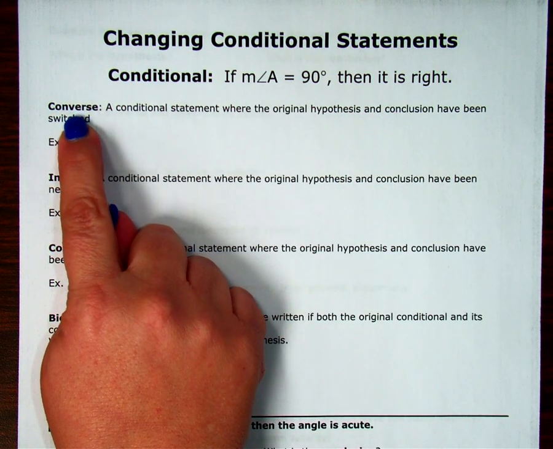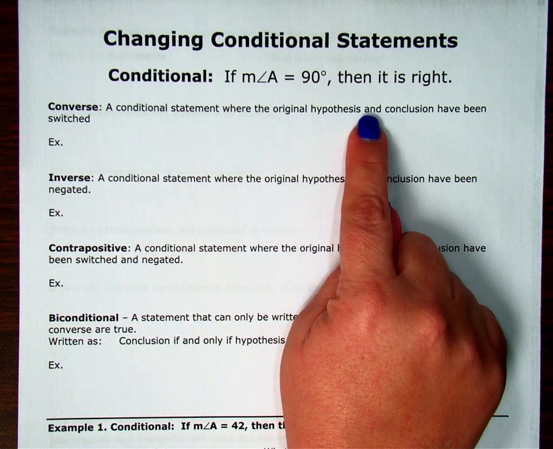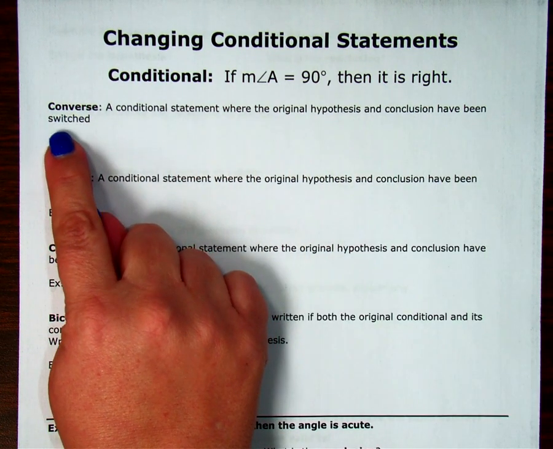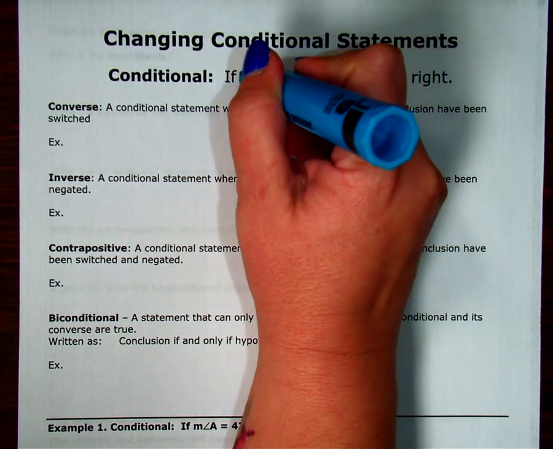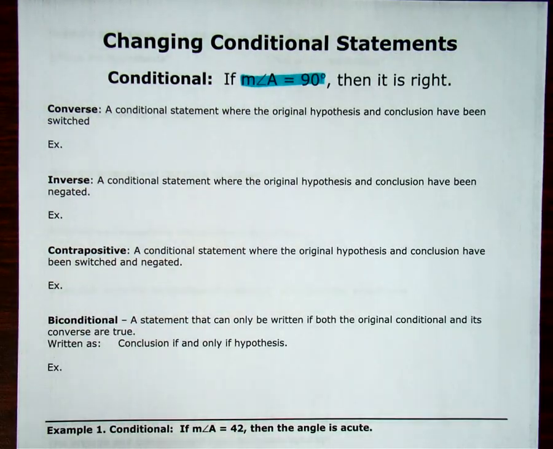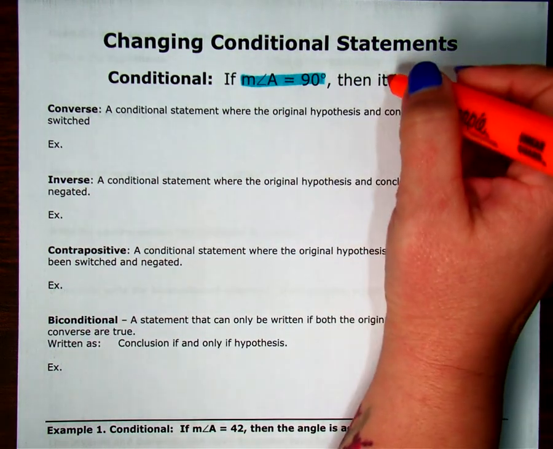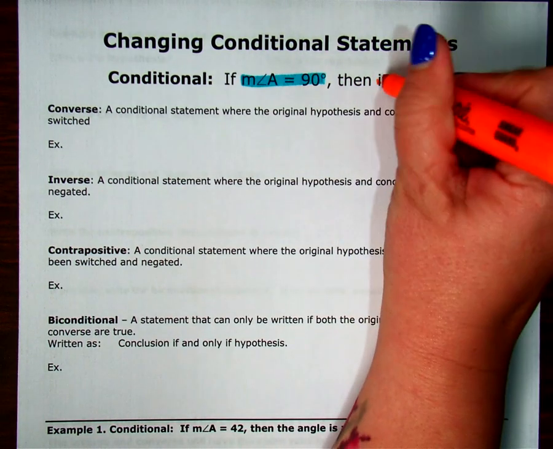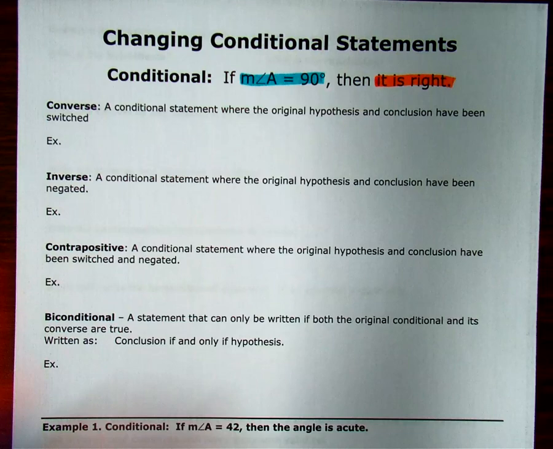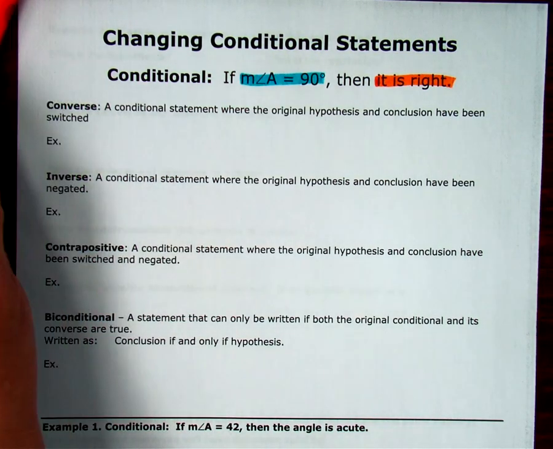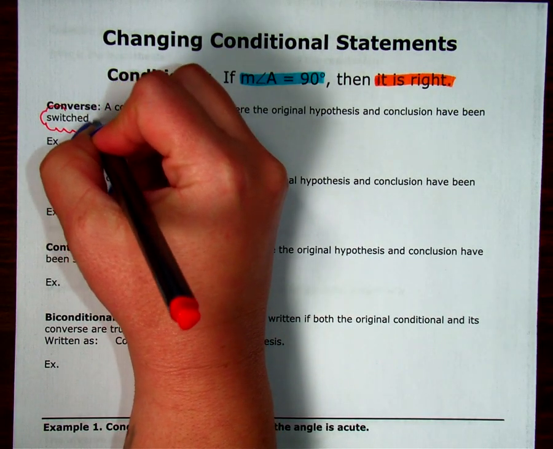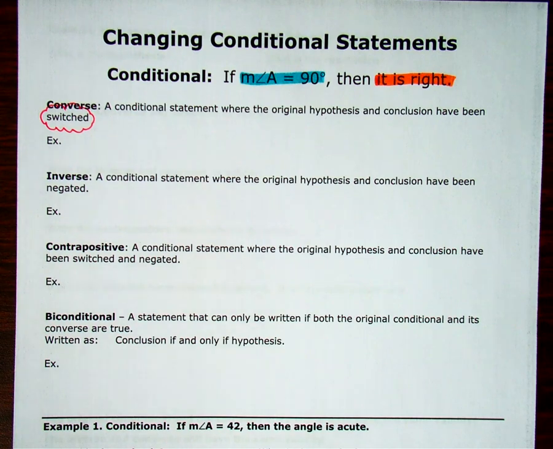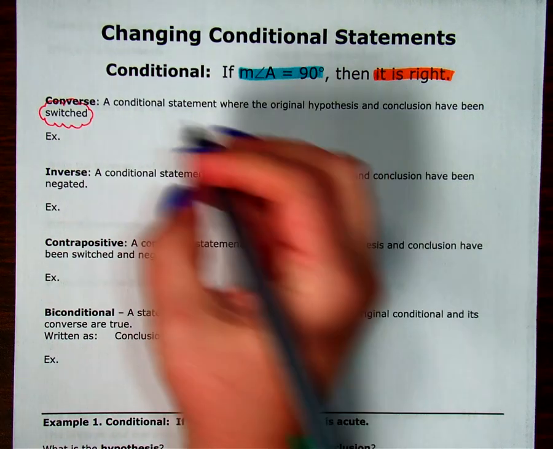Our converse is a conditional statement where the original hypothesis and conclusion have been switched. So what that means is if I look at my hypothesis, in this one that's the measure of angle A, and then my conclusion, it is right, and remember it is that angle A, I am going to be switching, okay? So my key word here is switch.